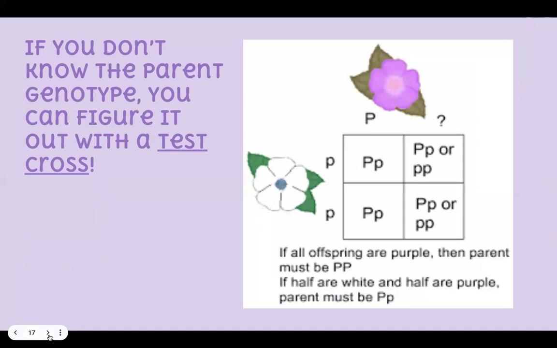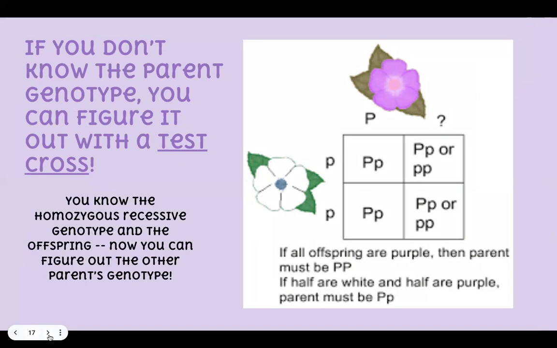Now, sometimes we don't actually know the genotype of the parent, so we can do a Punnett square, but just kind of backwards. And how you would do this would be by using a test cross. Now, this works best with plants and things that you can purposely breed together, preferably quickly, so that you can see the offspring and then kind of backtrack and figure out the unknown parent.